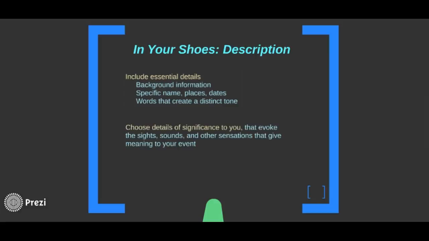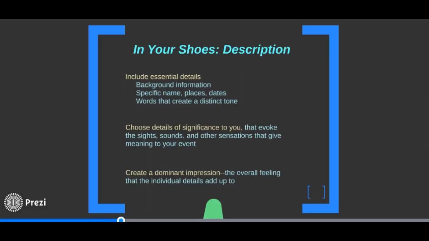Choose details of significance to you that evoke the sights, sounds, and other sensations that give meaning to your event. In The Evil Eye, Coleman uses vivid language to bring her experience alive. In the first snapshot, she describes the young man in the club who thumps her husband's shoulder and then, quote, stomps off to a dark corner. This vivid language is what brings the story to life, and it's what helps us, the readers, experience that tension as Coleman did.